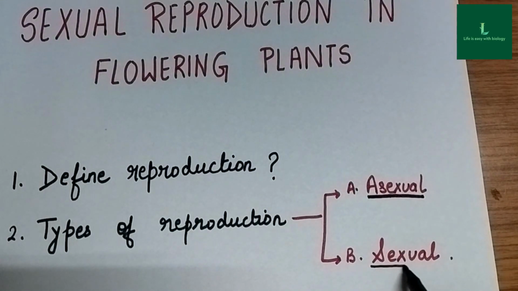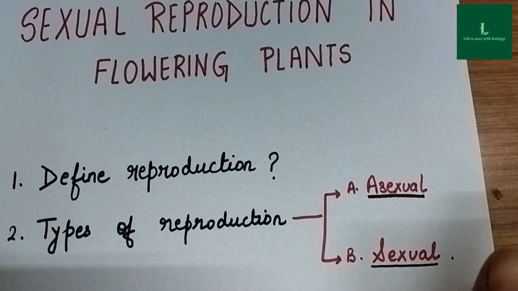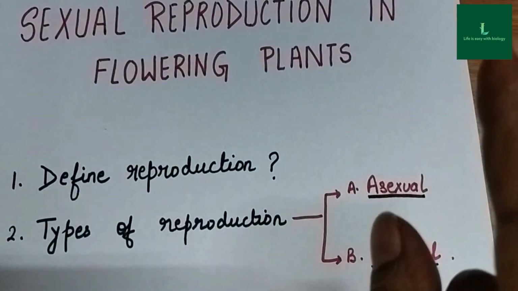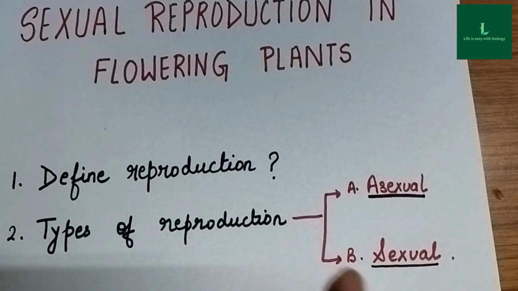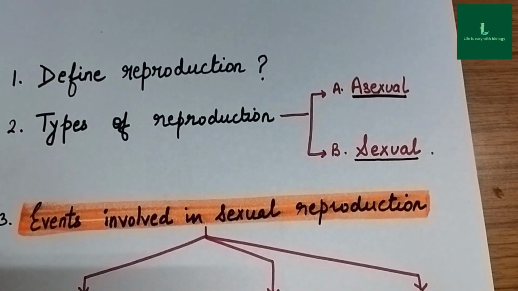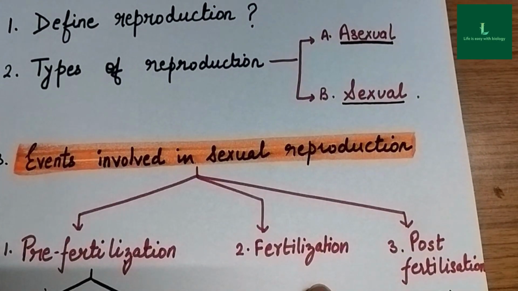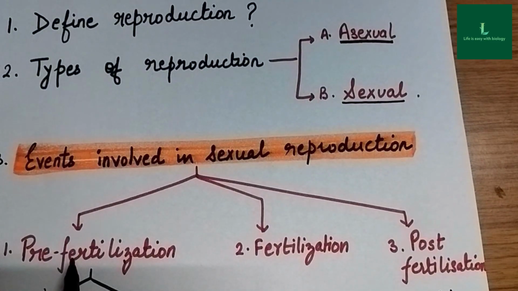Whereas when two parents, यहाँ पे एक सिंगल पेरेंट था, यहाँ पे टू पेरेंट्स अपोजिट सेक्स, मेल एंड द फीमेल, participate in the reproductive process and also involve fusion of the gametes, then it is called sexual reproduction. Okay. Then events involved in sexual reproduction. There are 3 events involved in sexual reproduction. These are pre-fertilization event, fertilization and post-fertilization event.